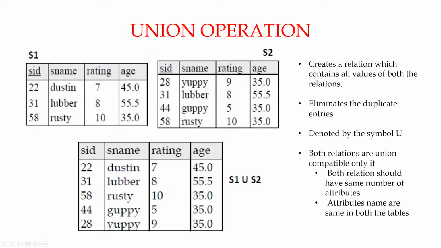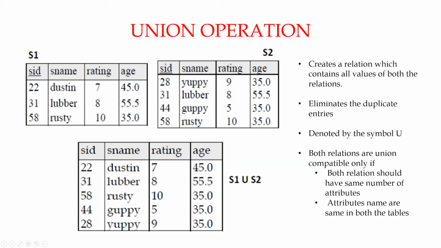Now consider the second case. 31 is the student ID, student name Labba, rating is 8 and age is 55.5. Could you see any record which is similar to this in the second table? Yes. The second entry of the second table matches with the second entry of the first table.